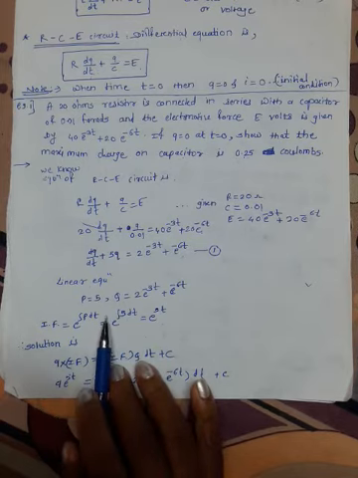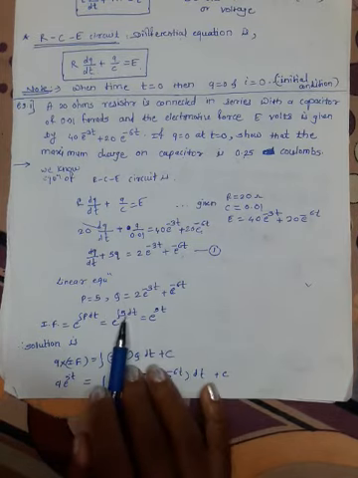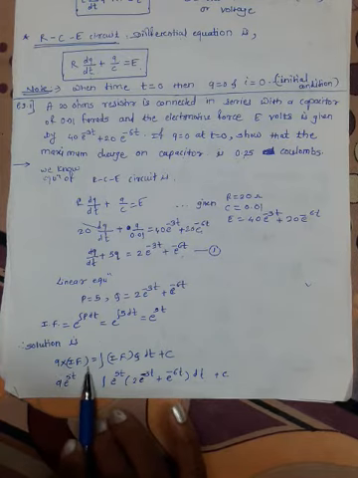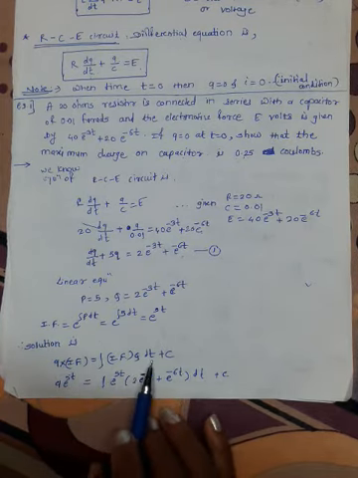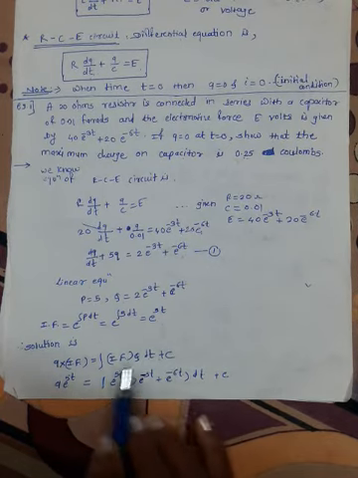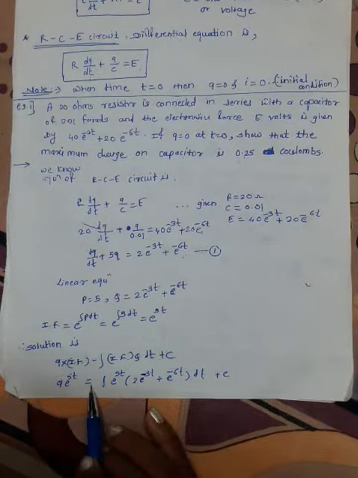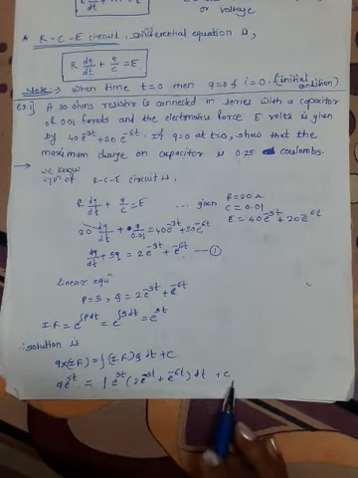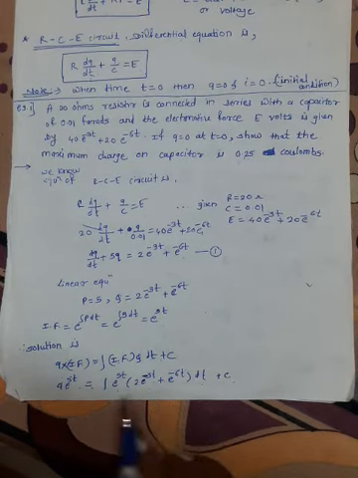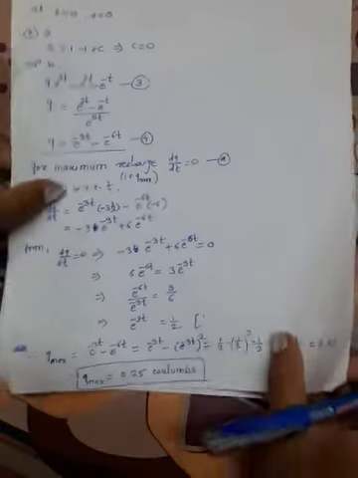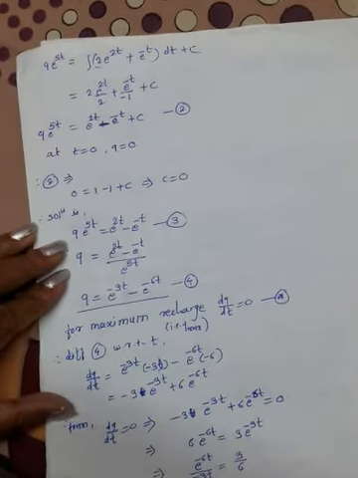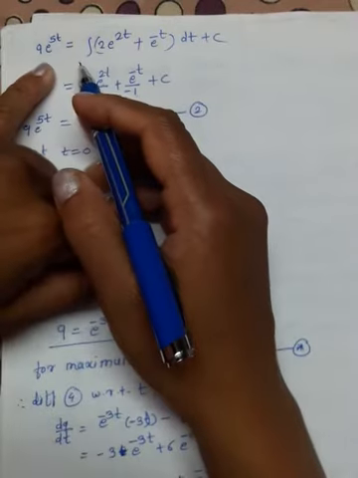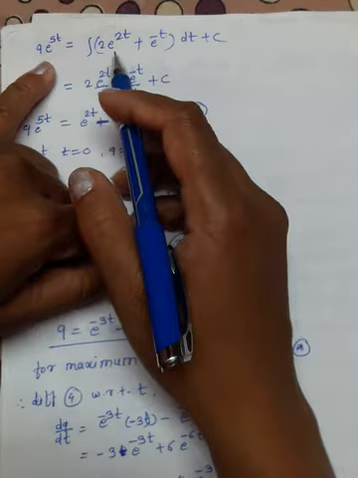Take the constant 5 outside; the integration of 1 with respect to t is t. Now the solution is, instead of y there is q, q into the integrating factor is equal to the integral of the integrating factor into Q dt, instead of x there is t, plus c. Put these values: q into the integrating factor is equal to the integrating factor into Q, this whole term, into dt plus c. Now take this e raised to 5t inside, and q into e raised to 5t is equal to the integration of 2 e raised to 2t plus e raised to minus t.